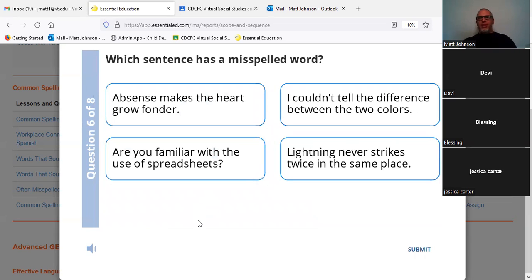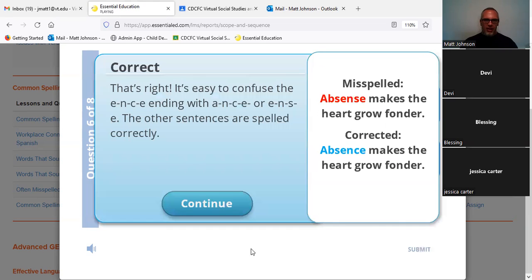And this one just looks a little weird. So it's absence makes the heart grow fonder. So here we need SENCE for absence, right? So we've got that soft S sound again that we use CE for instead of SENSE. So absence. Okay.